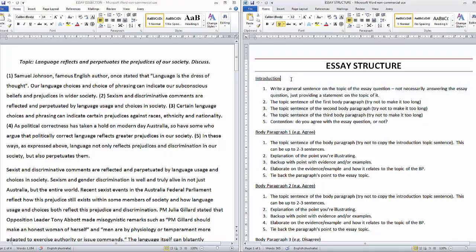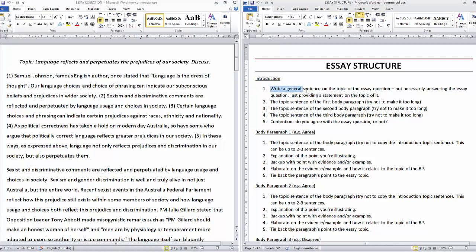So firstly, you've got to write a general sentence on the topic of the essay question. So not necessarily answering the essay question, you're just providing a statement on the topic of it. The next sentence within your introduction would be the topic sentence of the first body paragraph. The third sentence in the introduction would be the topic sentence of the second body paragraph. The fourth sentence in the introduction is the topic sentence of the third body paragraph. And the last sentence in your introduction is your contention. Do you agree with the essay or not? So let's actually transpose it here and see if this actually fits.